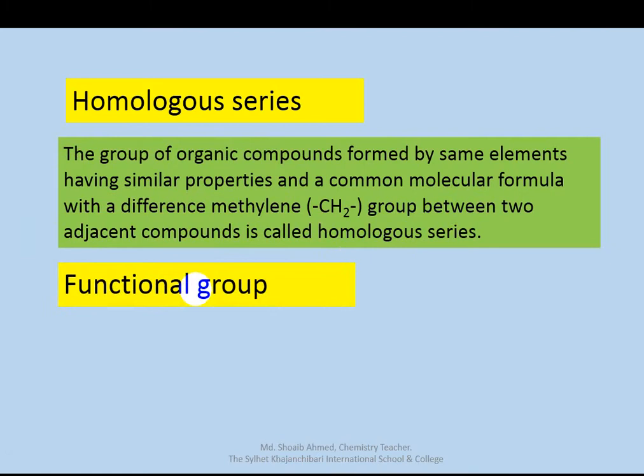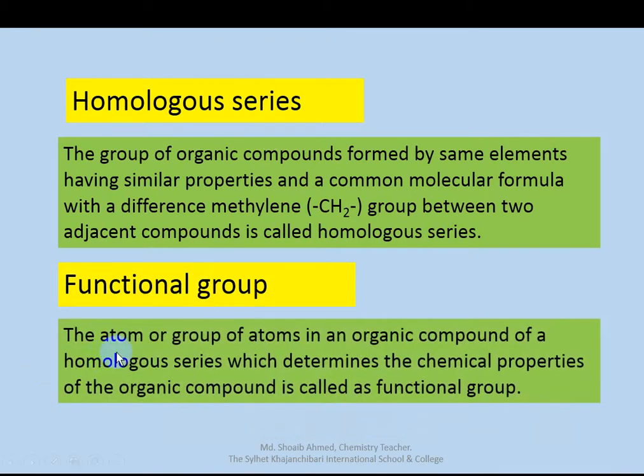Now, functional groups. A functional group is an element or group of elements which determines the properties of a compound. The atom or group of atoms in an organic compound of a homologous series which determines the chemical properties of the organic compound is called the functional group. The atom or group of atoms which determines the chemical properties of a compound is called the functional group of that compound.